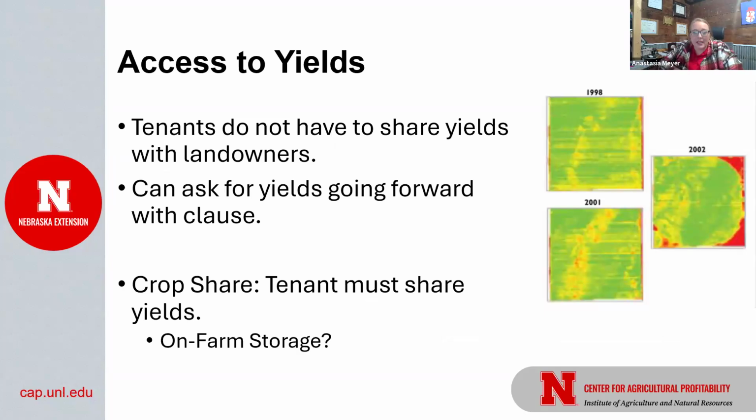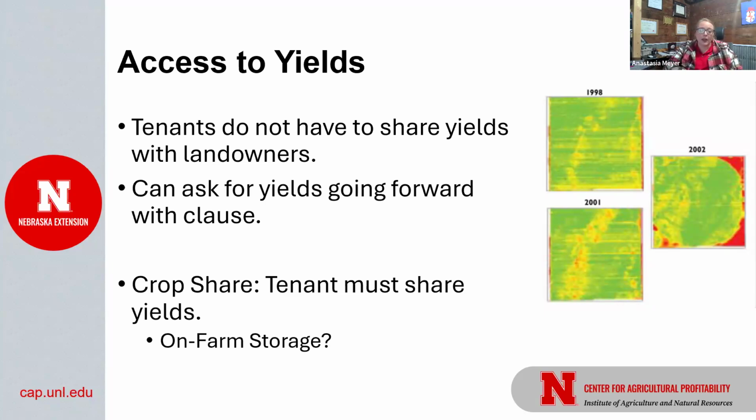So let's also talk about yields. I get asked a lot about, can we ask for yields? Well, it depends on what kind of lease you have. If you have a verbal cash rent or even a written cash rent lease and you don't have anything about yields, they do not have to share any of their past yields with you or even the current yield. Now, remember, I said you can put whatever you want in a lease. So you can put it in a lease that they have to share their yields with you going forward. That's legal. They don't have to share what's been done in the past, but they would have to share what's happening in the future.